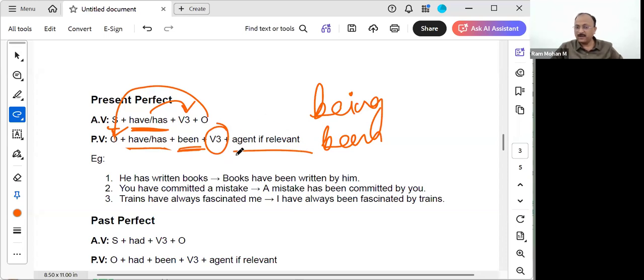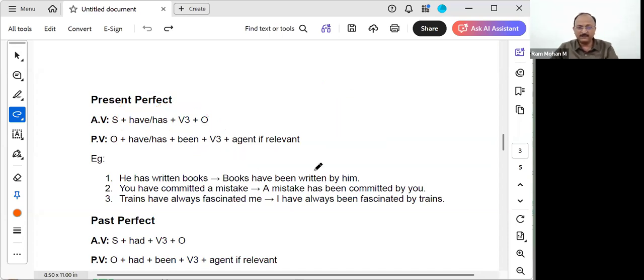Whenever we are using the agent, by something, we'll do that. Correct? Let's see an example of the same thing. He has written books. That means he has written books. He has just completed. We don't know exactly whether now or sometime back he has completed. We don't know. So he has written books. In the active voice, the object was books. So it will become the subject. Correct? Books. Because plural is there, it will become have. Followed by, I said, been should come. Rest everything is the same. Written by him. Easy? Books have been written by him.